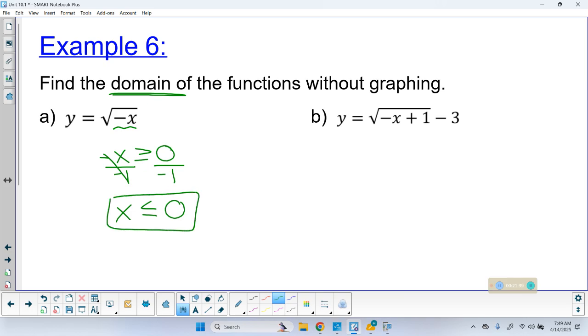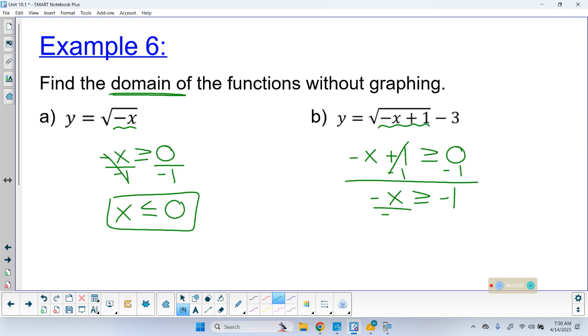With b, we have y equals square root of -x plus 1, and then -3. Again, you only take what is underneath of your roots, -x plus 1, and we want it to be greater than or equal to 0. So we're going to get x by itself. Subtract the 1, so -x is greater than or equal to -1. Sorry about the slip here, guys. And then divide by -1, so we end up with a positive x. We have to flip the inequality to less than or equal to. -1 divided by -1 is 1. And that is going to be our domain.